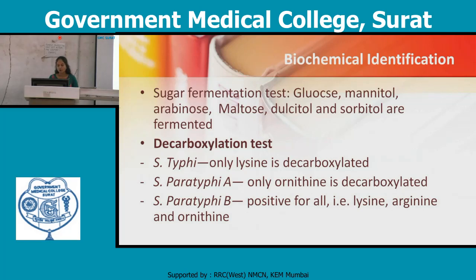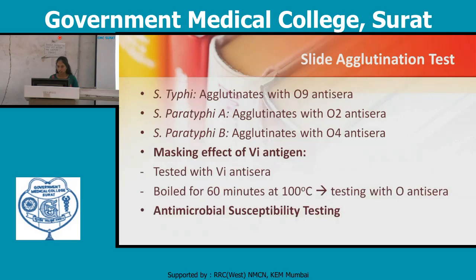Slide agglutination test: S. typhi agglutinates with O antisera. S. paratyphi A agglutinates with O2 antisera. S. paratyphi B agglutinates with O4 antisera. For the masking effect of the Vi antigen, it is tested with Vi antisera, then boiled for 60 minutes at 100 degrees centigrade and tested with O antisera. Antimicrobial susceptibility testing can be done.